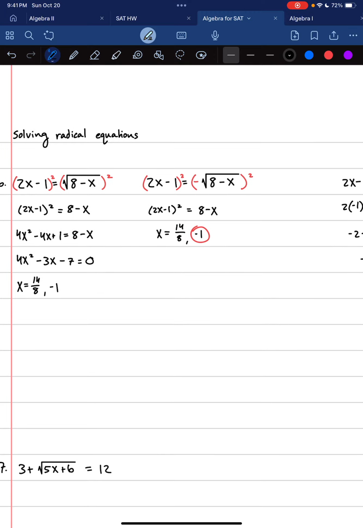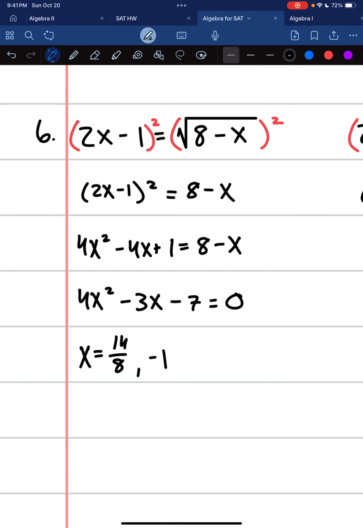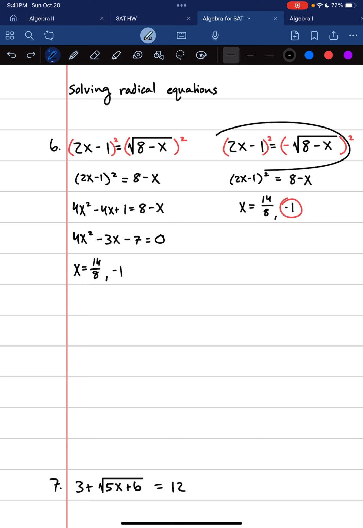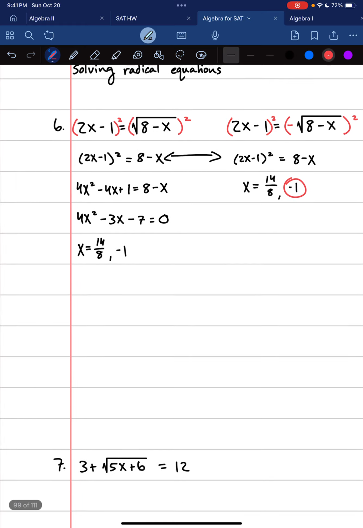So this solution is extraneous because it wasn't meant for this equation. It was actually meant for this equation. But since on the second step both of these equations became the same and their solutions became the same, the solutions sort of get jumbled, right? So that's called an extraneous solution.